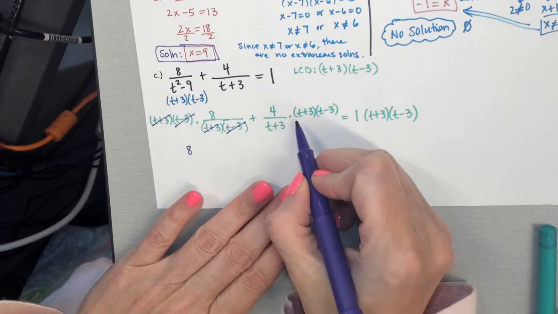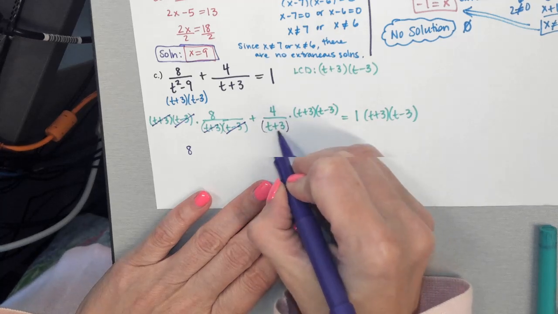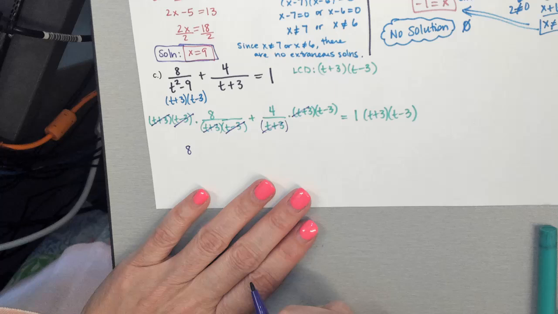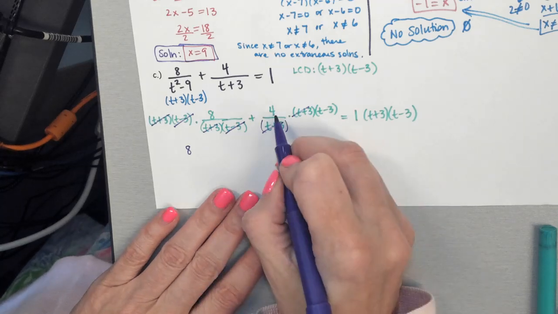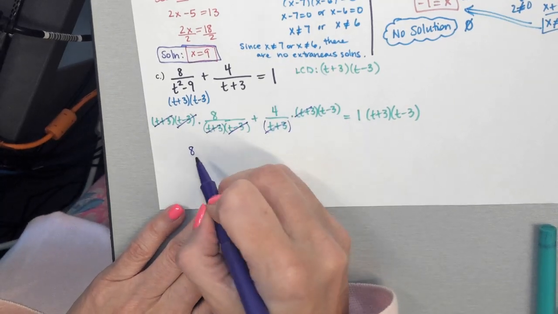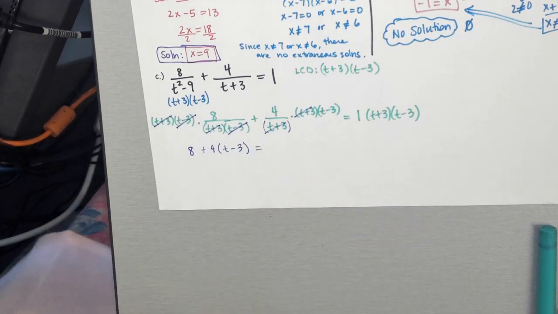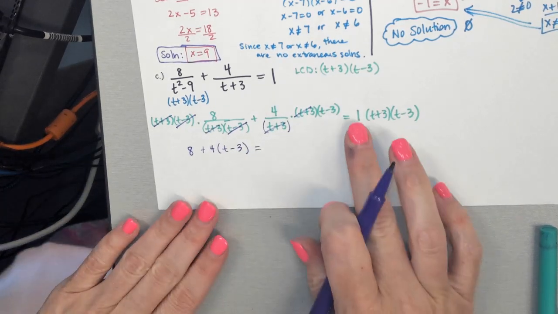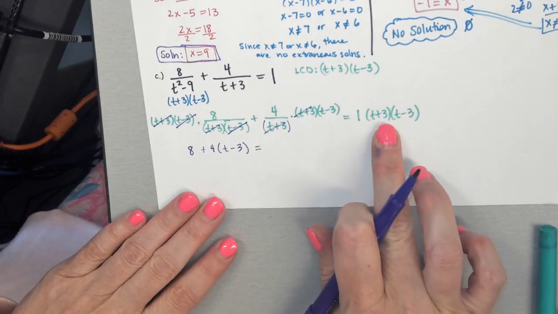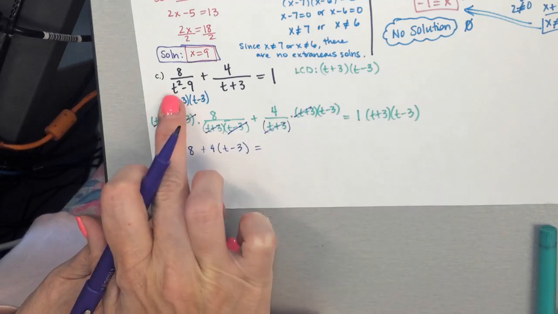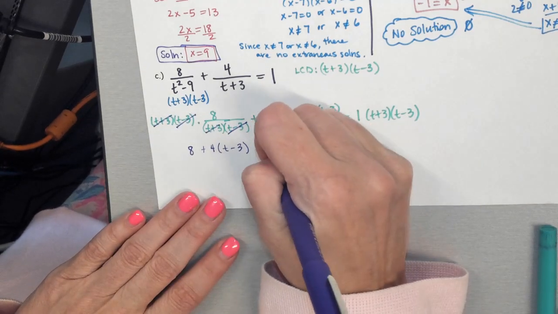When you move on here, remember, this is a quantity. It's in the bottom of a fraction. So the t plus 3 and the t plus 3 cancels out. So now you're left with 4 times t minus 3. And then 1 multiplied by this means I'm just going to multiply those together. We've already multiplied them. It's t squared minus 9.